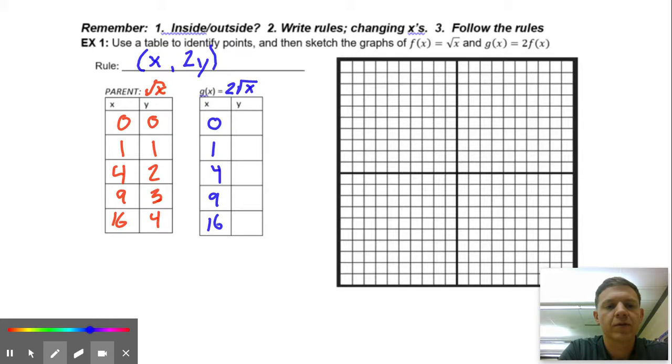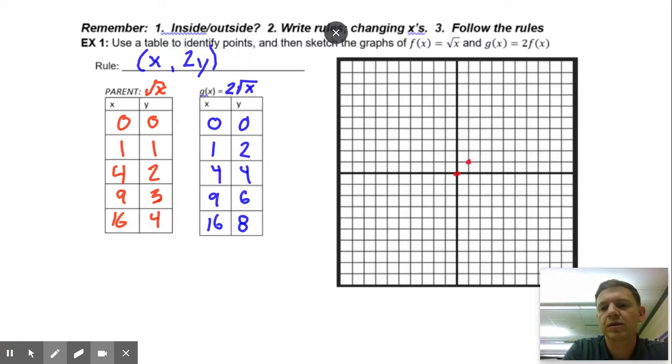But the y's are different. Multiply my first y by 2, and that gets me 0. My second y by 2, and that gets me 2. And so on. Then real quick, I'll graph both of them. If I graph the parent function, you should be used to graphing these. There it is. 9, 3, right there.